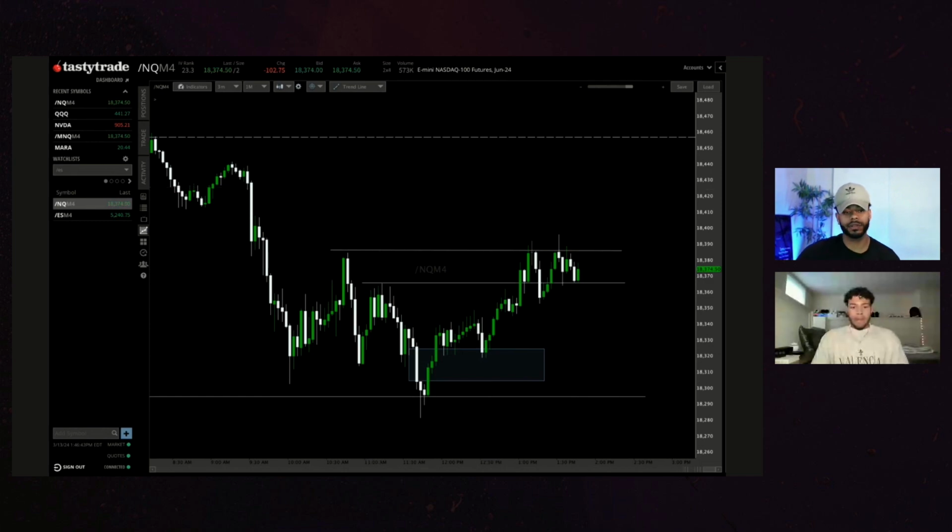Anyways, there's a little setup on the 3 minute. Went through the 1 minute, too many imbalances. Yeah, you could take them if you want, but you're not going to have as much confidence, because when there are multiple imbalances, it's like, which one should I take it off of? Where should I put my risk? I just like to find the ones that only have one.